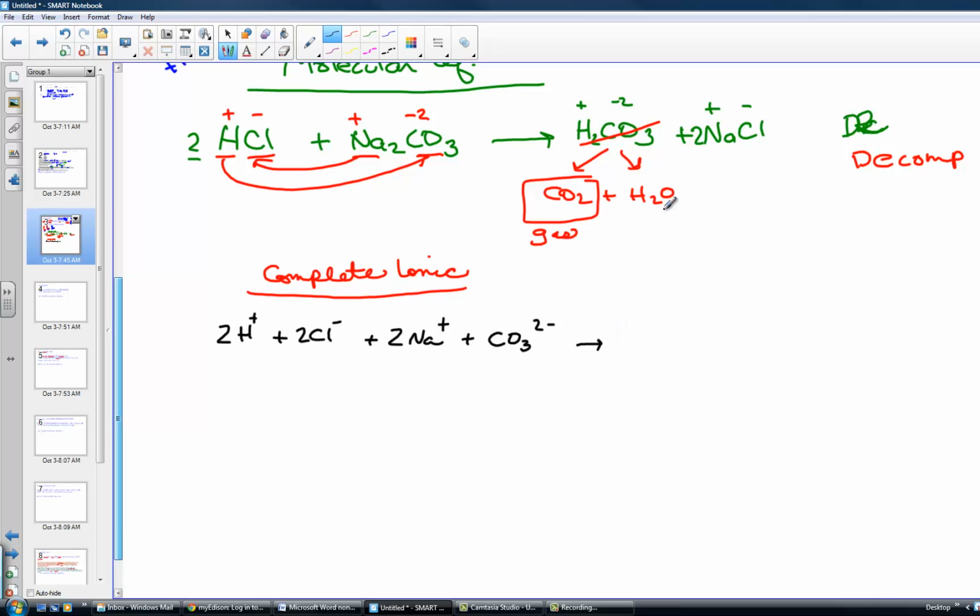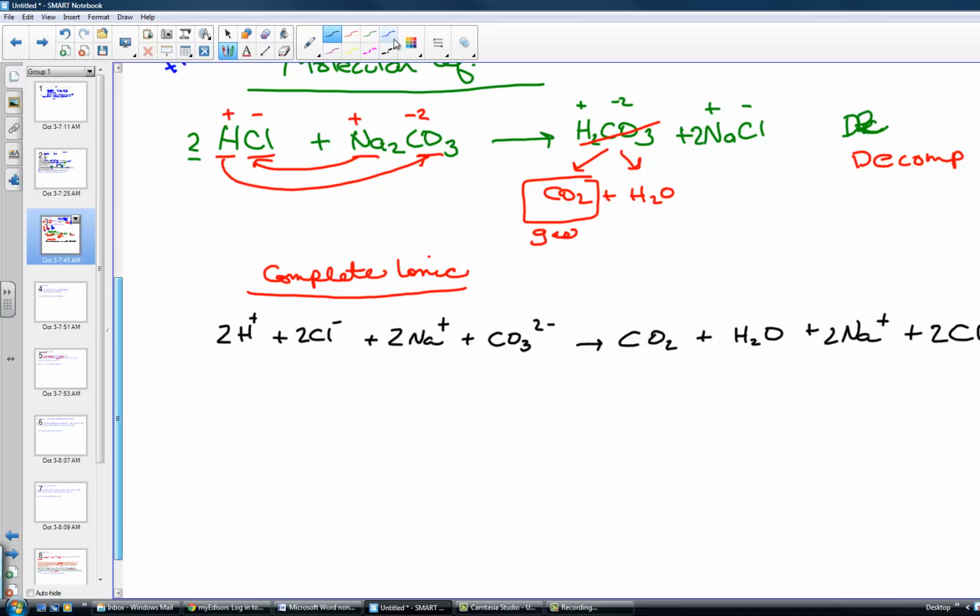Carbon dioxide and water are both molecules. They do not dissociate simply because they're not built of ions. Leave them together. And how about the sodium chloride? Well, we know that that is a soluble salt as well. So when we write out sodium chloride, we get 2 groups of Na+ and 2 groups of Cl-. The complete ionic equation takes the molecular and simply dissociates it.